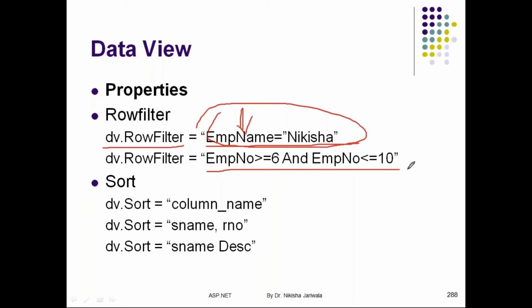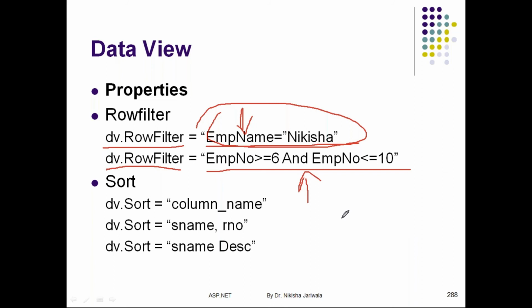Likewise, if we want to specify a range, then we can write dv.rowFilter equal to employee number greater than or equal to 6 and employee number less than or equal to 10. It means the records of those employees whose employee number falls within this range, that is 6 to 10, will be retrieved from the data table and considered for this data view, that is dv. Though the employee table contains 10 records, the data view will contain only the records whose employee number falls within the range 6 to 10.